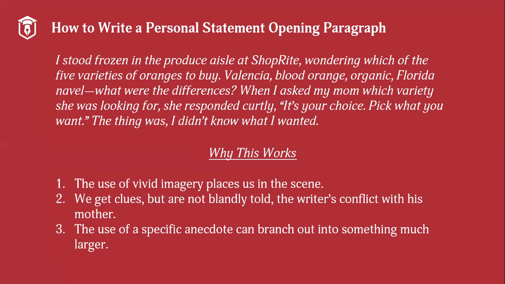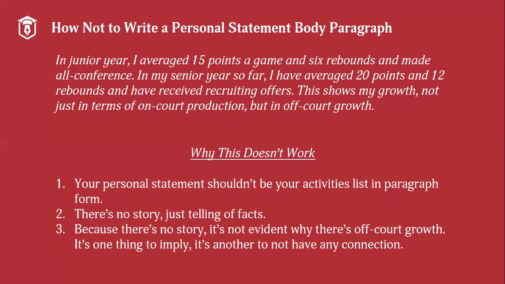Now, immediately, we have a much stronger sense of this person. The vivid descriptions of oranges and being in the produce aisle puts us, as the readers, in the scene. We get hints of the author's relationship with his mother, and while you don't want to hint at things over literally all 650 words, doing so early in front of the majority of the essay can keep the reader moving along. We also like the use of the specific to broaden out to the bigger picture, as is the case here of using this anecdote at ShopRite to embody a bigger lesson about the writer's relationship with his mother.